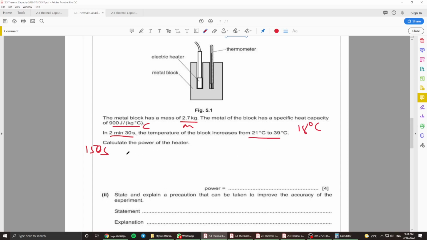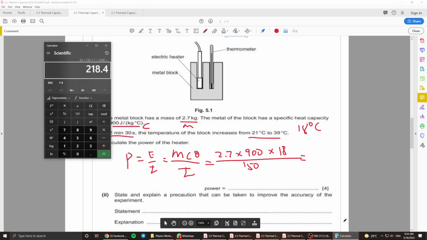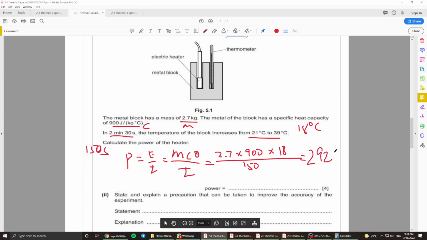Calculate the power. Power is essentially going to be energy over time. In this case, it's obviously going to be mcθ over time. So it will be 2.7 multiplied by 900 multiplied by 18, divided by the time of 150 seconds. Press everything into the calculator. You're going to get a power of 291.6, which is 292 watts. 292 watts here.